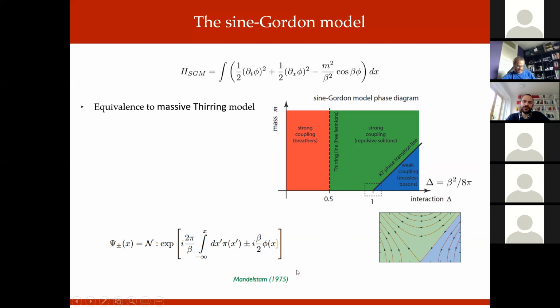And it is also a model that is known for the duality with the massive Thirring model. So the massive Thirring model is in general an interacting model of massive fermions. But when we choose the parameter delta to be at this specific value, then it becomes free. And the boson-fermion duality is one of the first dualities that were discovered in field theory, given in explicit form by Mandelstam in 1975, who gave an expression for the fermionic degrees of freedom in terms of the bosonic variables that I introduced before. These fermions are nothing but the solitons at the point on the Thirring line where the model becomes free.